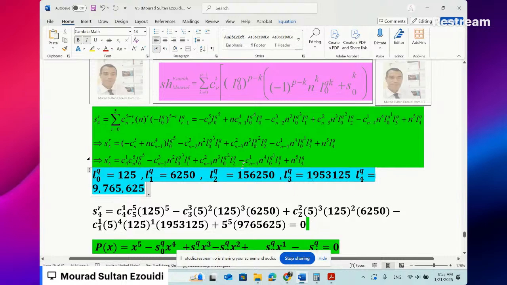Then there is minus. Okay, minus what? Minus 1 choose 1, 5 raised to the power 4, 125 raised to the power 1, L3. L3 is that, correct? Plus 5 raised to the power 5 times L4, L4 is 9,765,625. Yes, okay. Now check this equation. Then I'm going to make a conclusion.